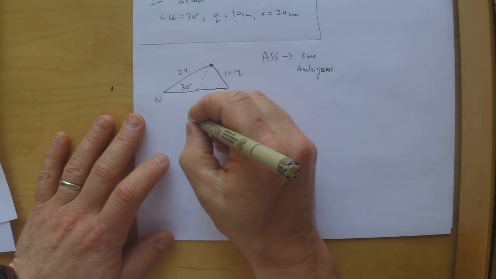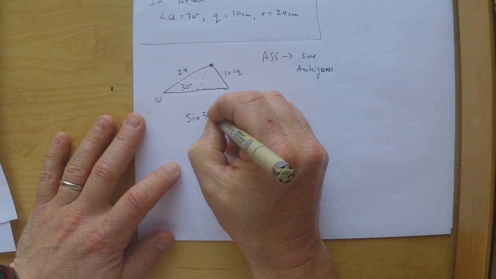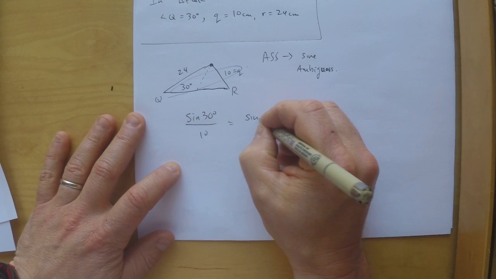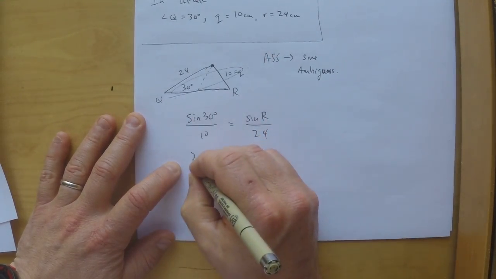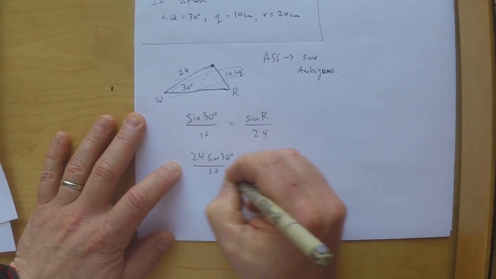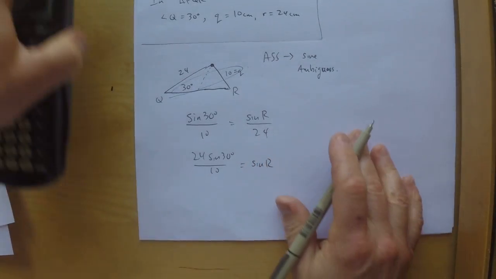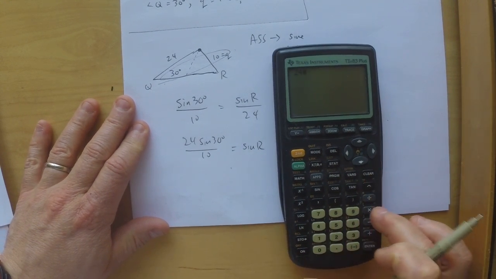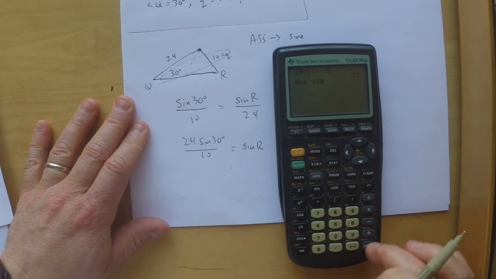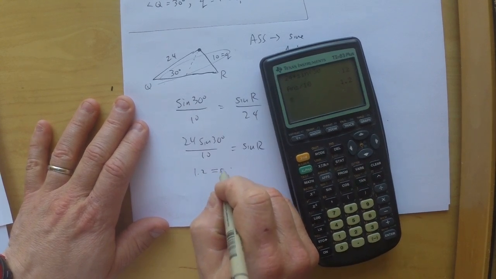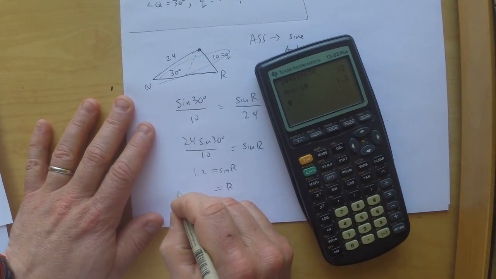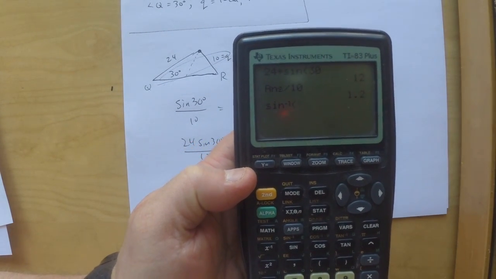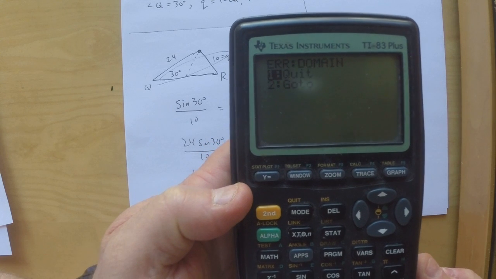Okay, so sine law again. Sine of 30 degrees over 10, there's my angle-side pair, I'm finding angle R, equals sine of R over 24. No different than the other two, just different numbers. So I'm all excited, I go into my calculator, 24 times sine 30 divided by 10, I get 1.2 equals sine R. I know to find the angle, I always second sine it. So I get my calculator ready, second sine 1.2, and then I get an error.